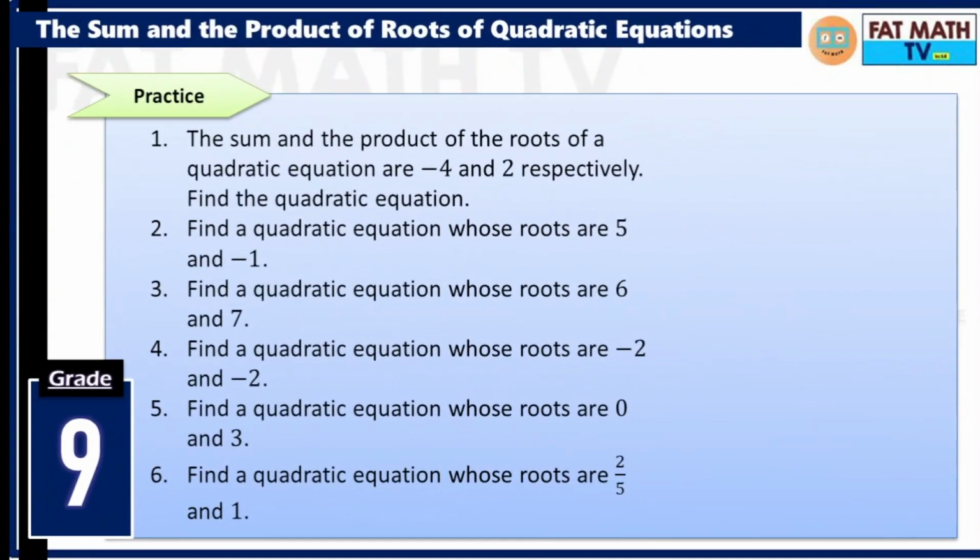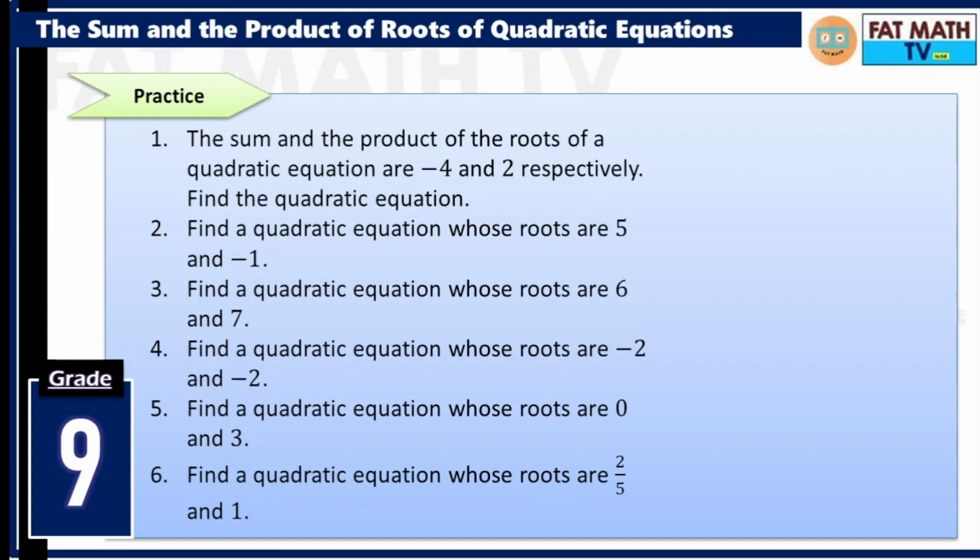Okay, let us have some practice items for this lesson. All the items here are similar to the examples that we had. Number 1, the sum and the product of the roots of a quadratic equation are negative 4 and 2 respectively. Find the quadratic equation. So this item is similar to the last example that we had. Number 2, find a quadratic equation whose roots are 5 and negative 1. Number 3, 6 and 7. Number 4, negative 2 and negative 2. Number 5, 0 and 3. And number 6, 2/5 and 1.